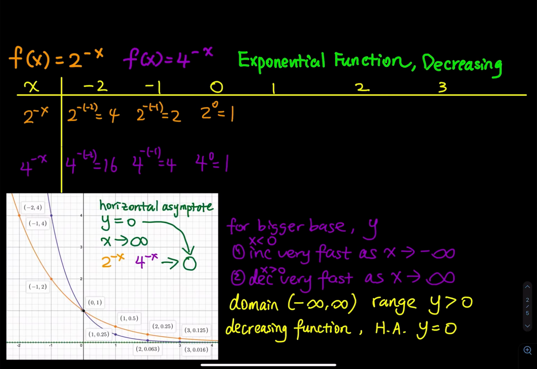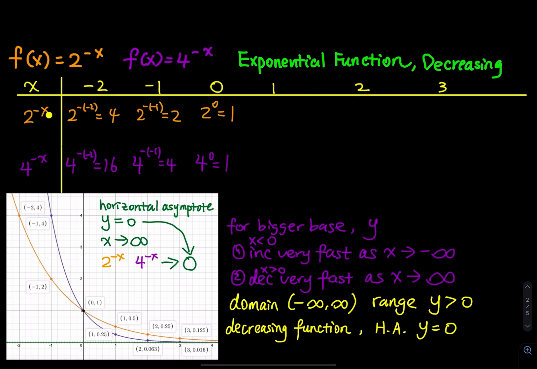This is another video introducing exponential function. Compared to the previous video, we have 2 to the x and 4 to the x. This time I put a negative 1 in front of the x to see how that affects the graph. So 2 to the negative x, 4 to the negative x. I want to try a bunch of table values.